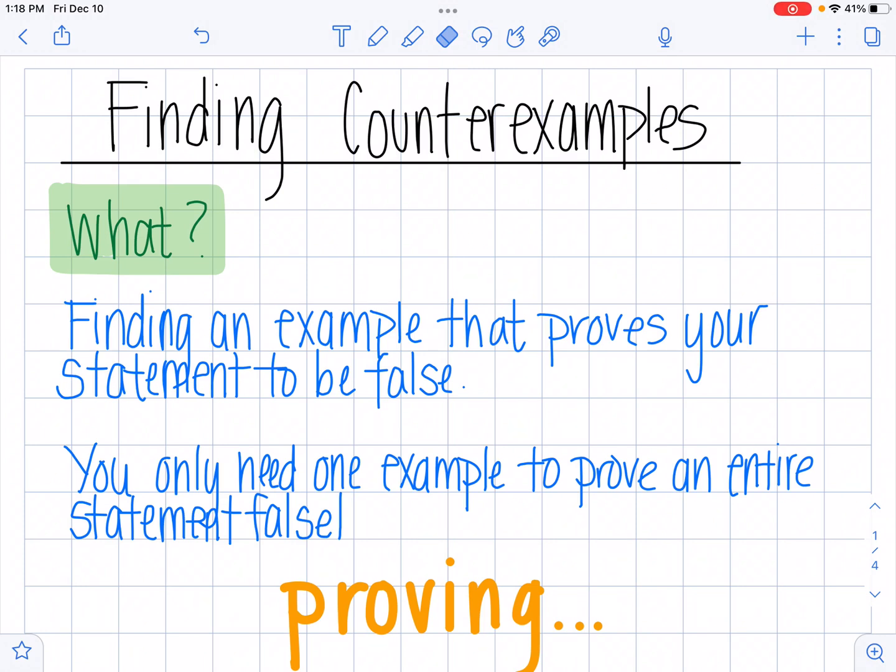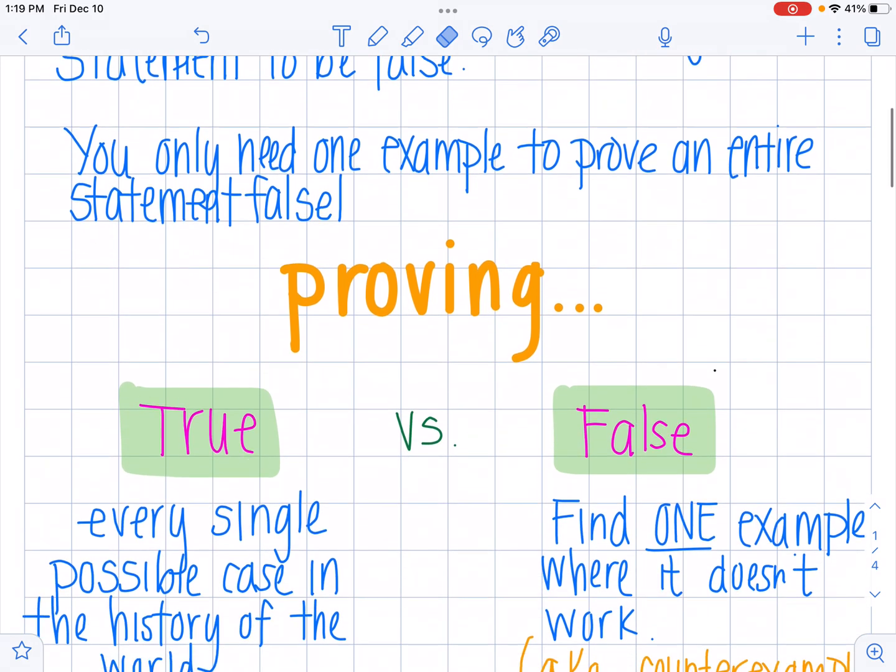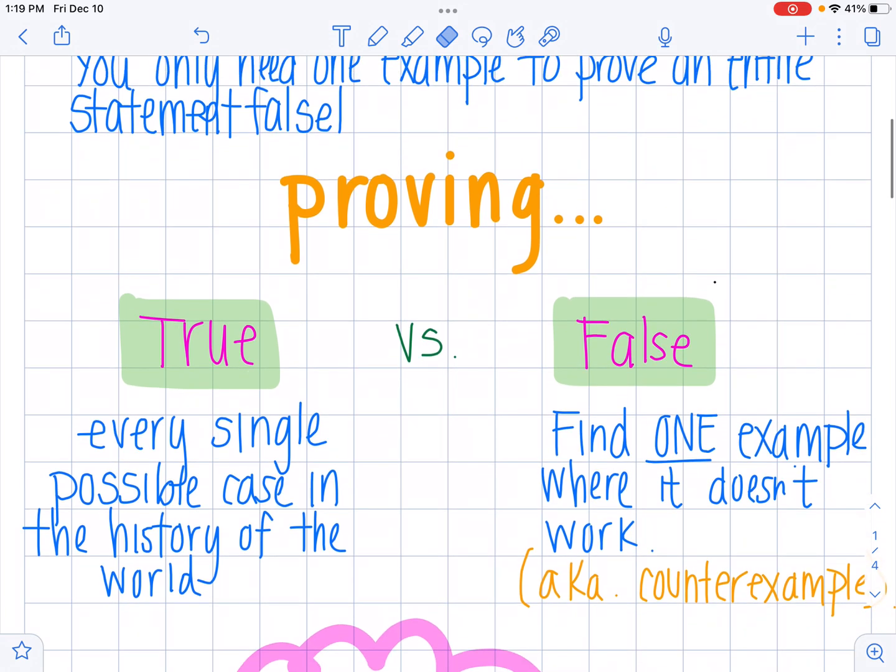Hi there! In this video, we're going to talk about how to find a counterexample. So first, let's talk about what a counterexample is. It's an example that proves my statement to be false. And I only need to have one example to prove any statement false. So just a quick something to note.